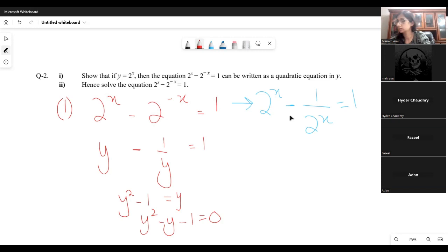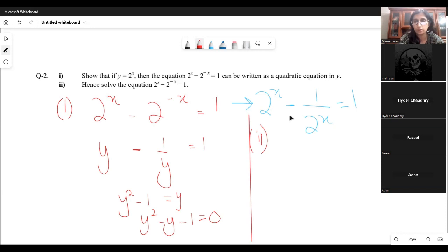Let me check. Right. Okay, part 2. Hence solve this equation. So we solve the quadratic equation using the quadratic formula. Minus b would be plus 1, plus or minus the square root of b square minus 4ac, upon 2a.